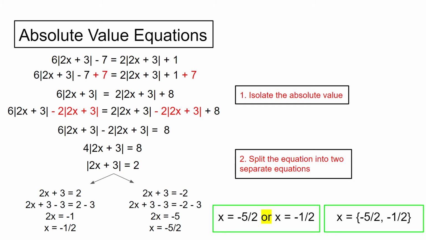Notice that 6 times the absolute value of 2x plus 3 and 2 times the absolute value of 2x plus 3 are like terms. Therefore, we can use the distributive property to simplify. We will subtract 2 times the absolute value of 2x plus 3 on both sides, and we will then get 4 times the absolute value of 2x plus 3 equals 8. We can then divide 4 on both sides to finally isolate the absolute value.